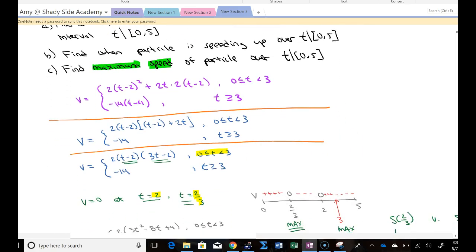So here's my velocity. Look at that. Velocity in two pieces. Look at my lovely velocity, and then look what I did here. Do you see what I did? I factored out a 2t minus 2 out of these two terms. Look how much easier that makes my life. So much easier, right? The velocity of this piece.